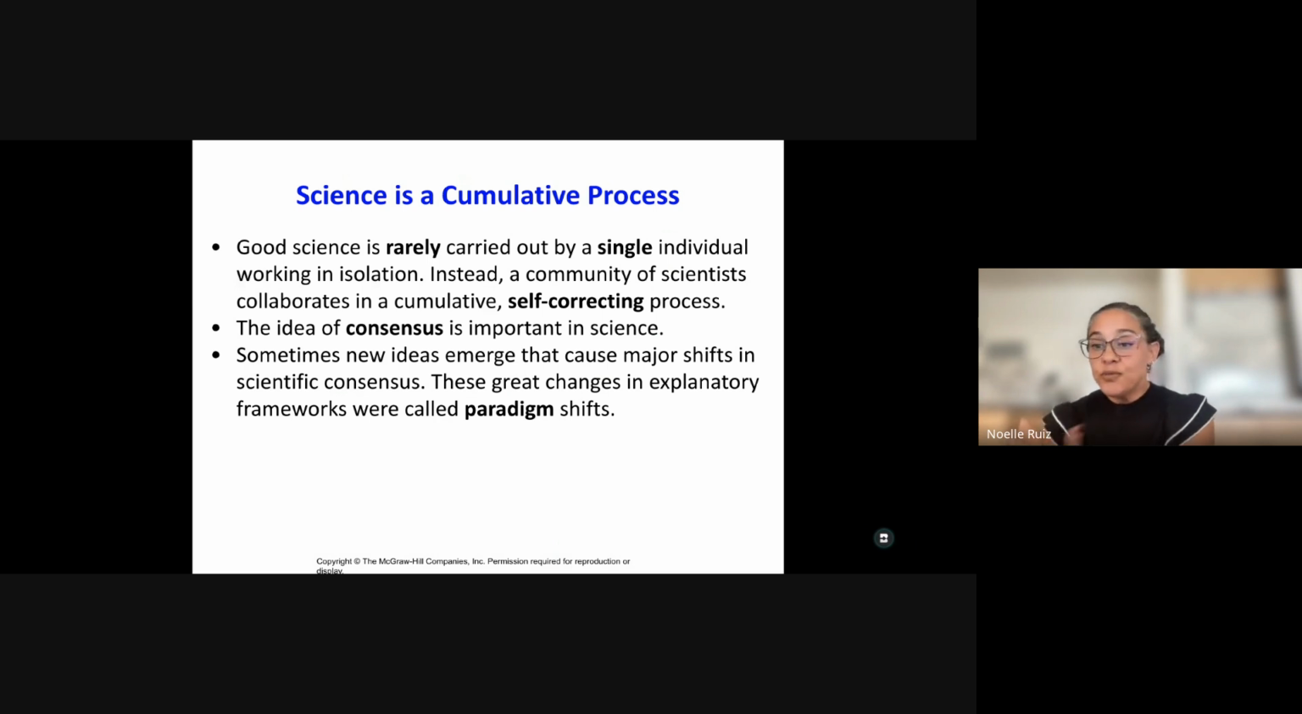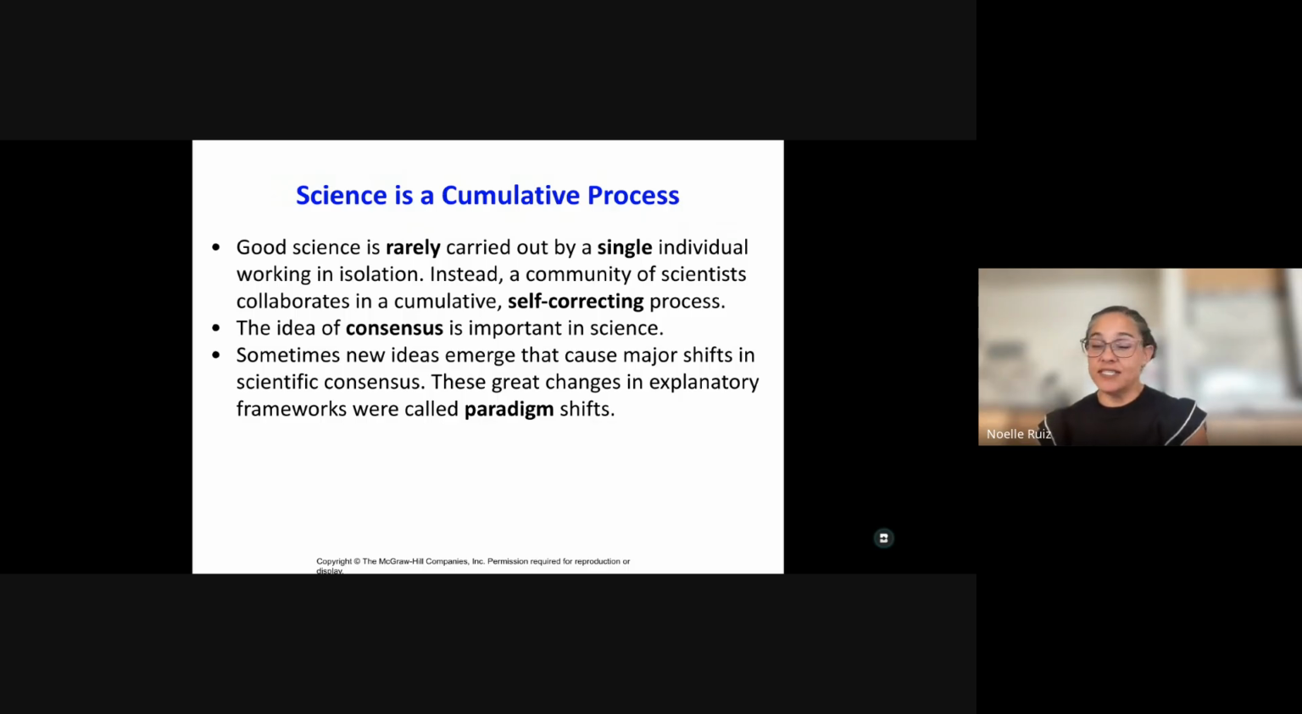And then science is a cumulative process. There's that word again. Good science is rarely carried out by a single individual working in isolation. Instead, a community of scientists collaborates in a cumulative, self-correcting process. Like I said before, scientists are skeptical. Scientist A does something, gets results. Scientist B comes along and says, I don't know if you did this right. I'm going to do the exact same thing and see if I get the same results as you. And then that happens hundreds, thousands of times, and they come up with this collective, cumulative body of evidence.